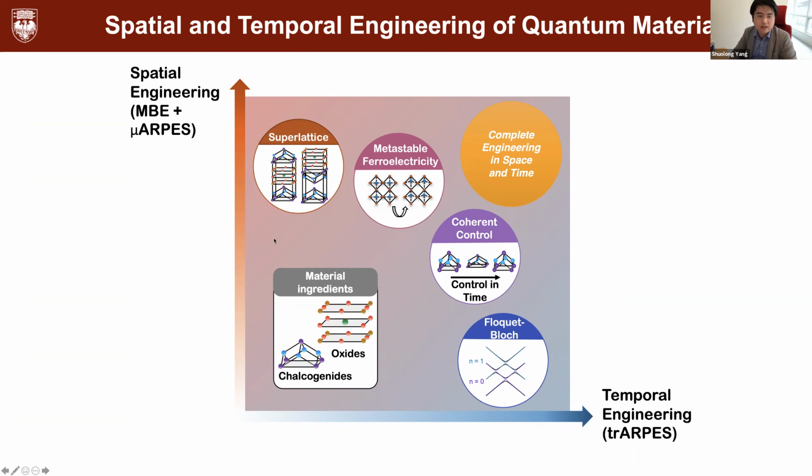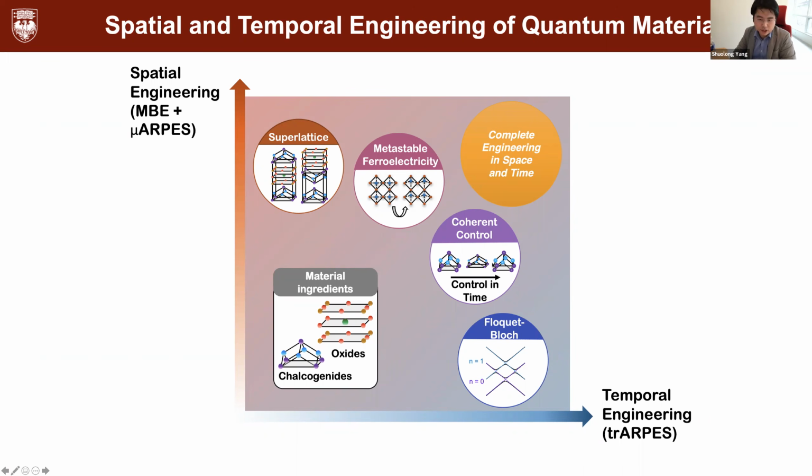On the other hand, along the vertical direction, we can have spatial engineering, where you can build materials layer by layer or species by species. And you can tailor the material properties by building things from the ground up. I'm going to talk about some of my recent attempts to pursue this direction. But of course, there's also a vast phase space in between.